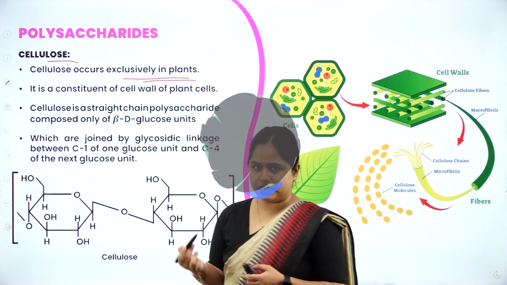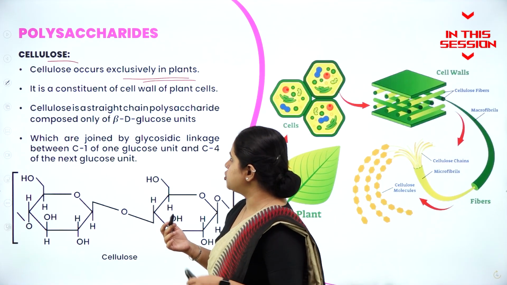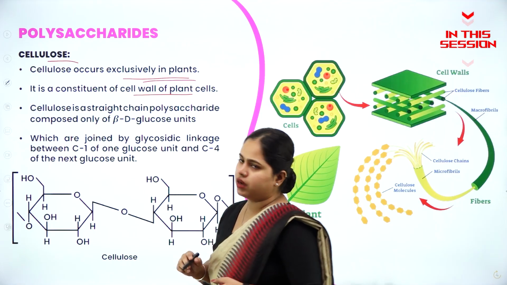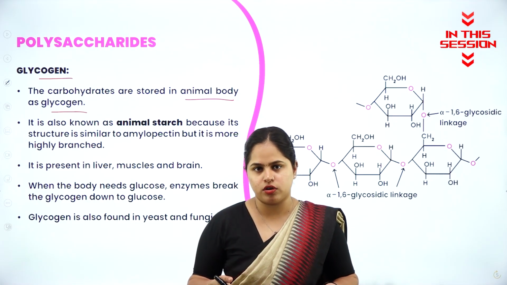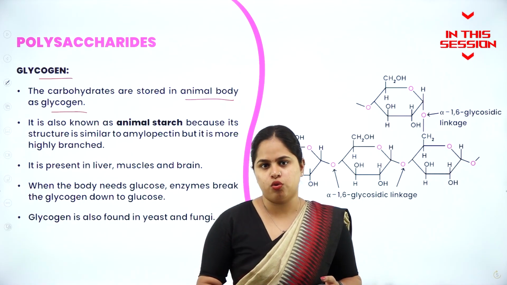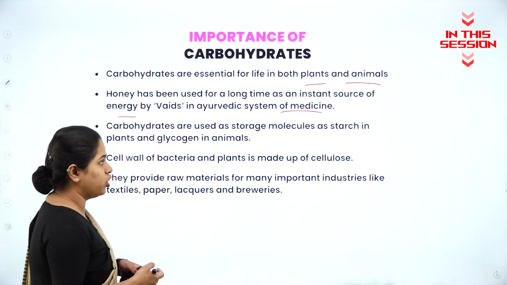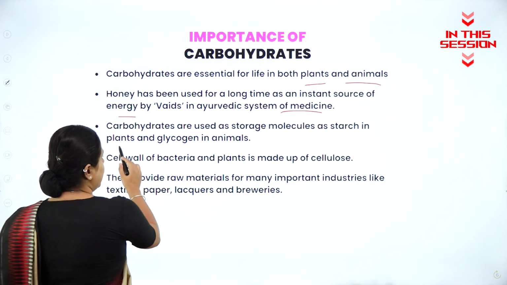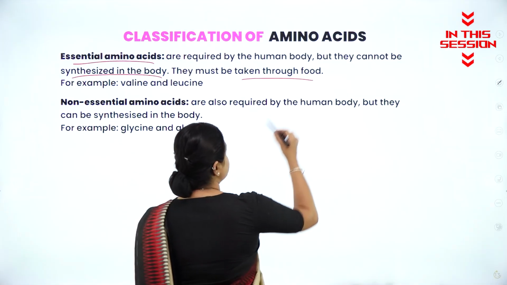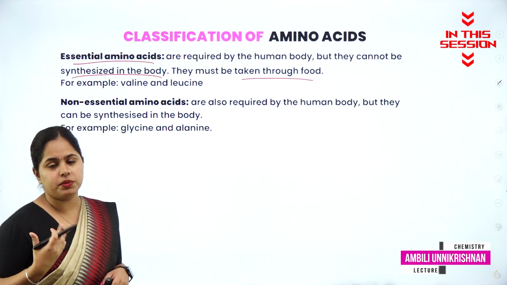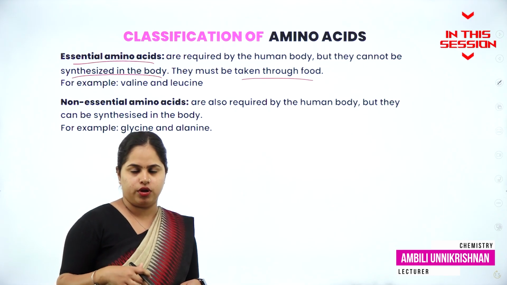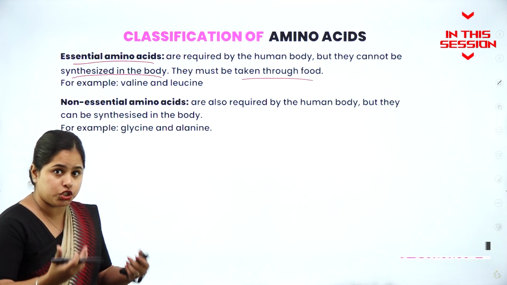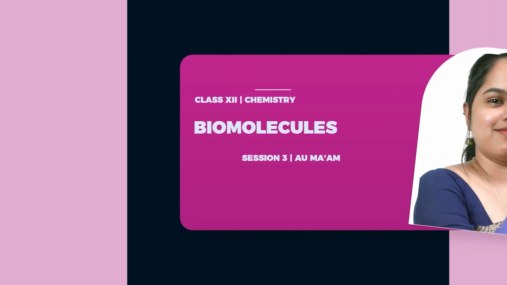So cellulose is present in plants and it is a constituent of cell wall of the plant cells. So when it is necessary, glycogen will undergo hydrolysis and produce glucose, which is used up by the body. Carbohydrates are used as storage molecules as starch in plants and glycogen in animals. So it is not present in our body or it cannot be synthesized by our body. It is supposed to be taken through the diet or food. So that is why it is called as essential. It has to be taken up.